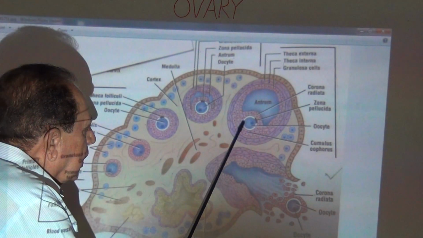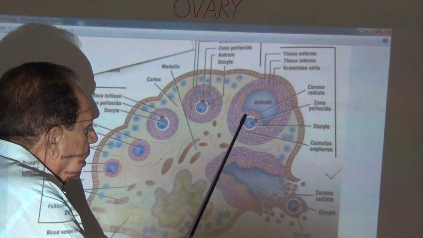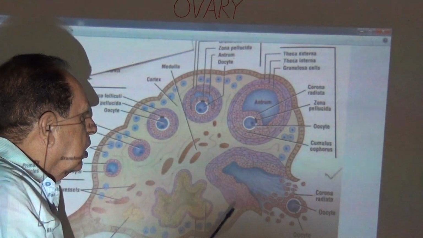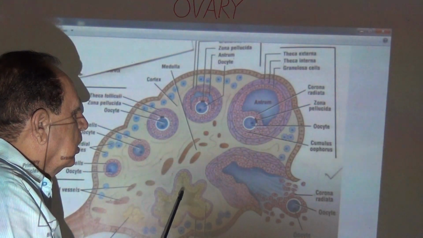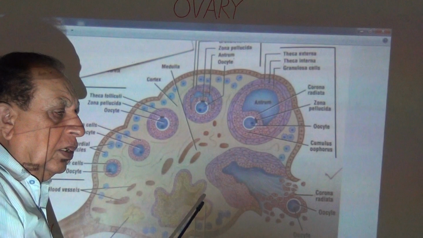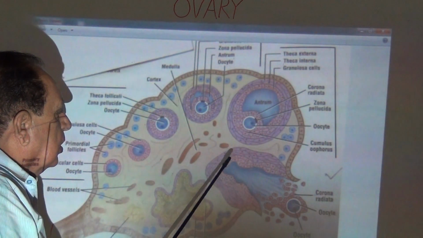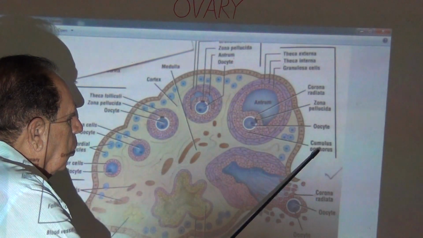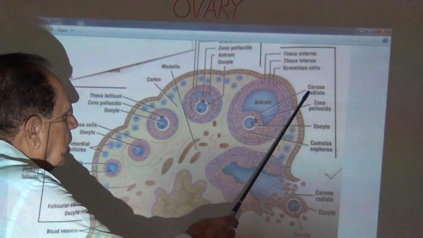One thing more, the cells around the oocyte arrange in a radiating manner. So these radiating cells form the corona radiata.